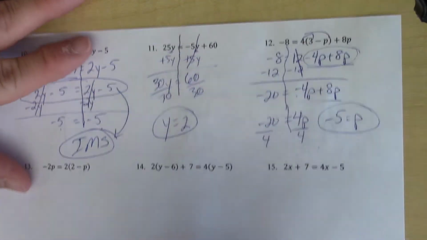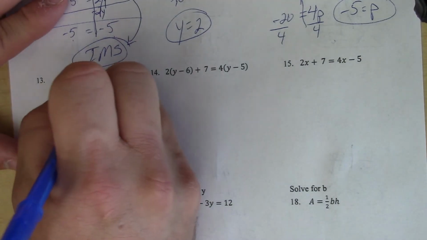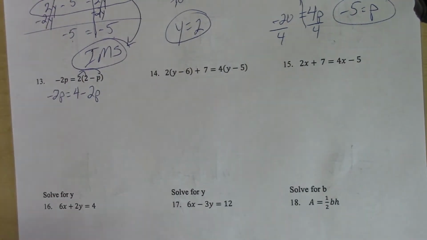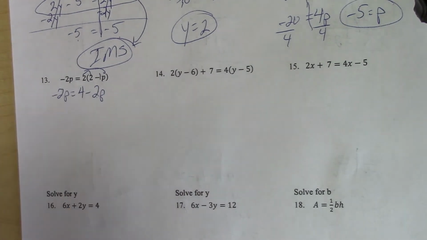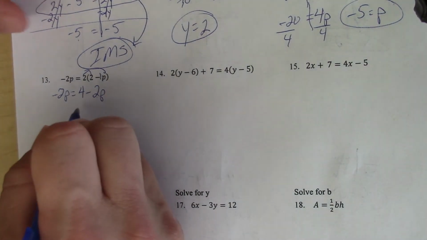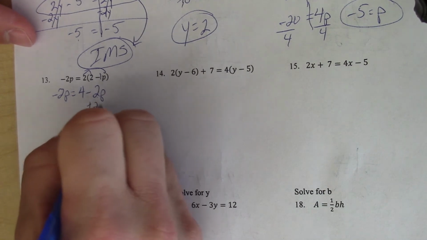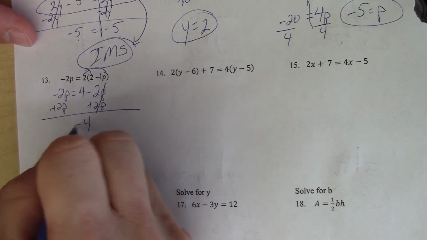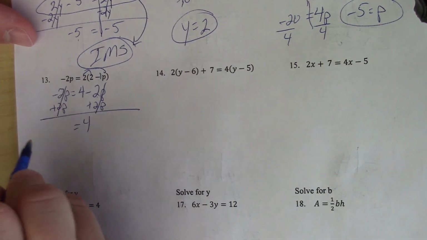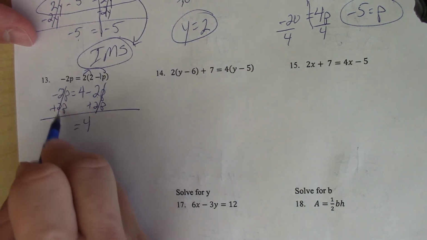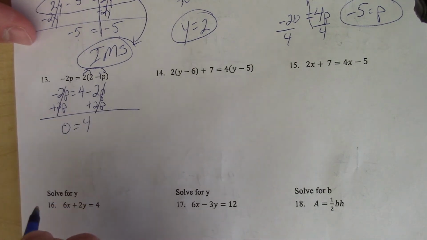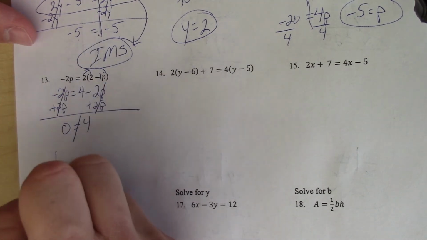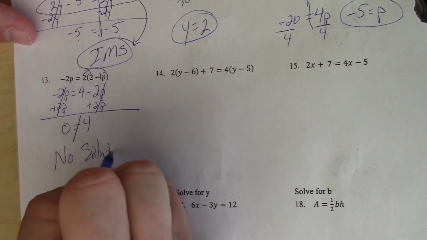Okay. All right, on number 13, again, distribute. So I get negative 2p equals 4 minus 2p, because 2 times a negative 1 will give me a negative 2 right here, right? So now I've got to get the p's out of there, so I'm going to add 2p. And I'm going to cancel that out to give me a 4, and I'm going to actually cancel that out. And please do not tell me this is p. 2 minus 2 is 0. And now, just like when they were the same up here, it was IMS. When they're not the same, it's no solution.